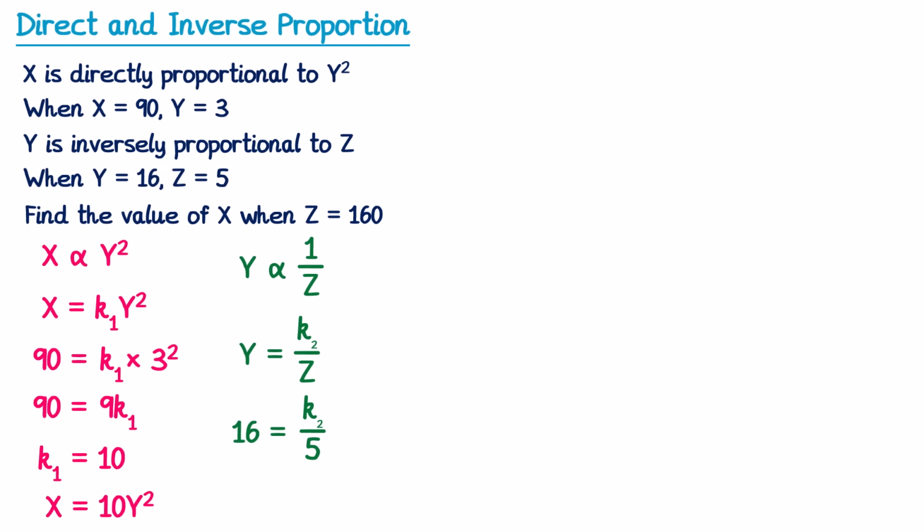Then if we multiply both sides of this by 5, 16 times 5 is 80, and on the right hand side, the 5s would cancel, so we just have k2. So we found the value of k2, that's 80. Then if we go back to this step here, we can replace the k2 with 80. So we end up with an equation y is equal to 80 over z. So we've now found a relationship between x and y, and also one between y and z, and this will allow us to answer the question.